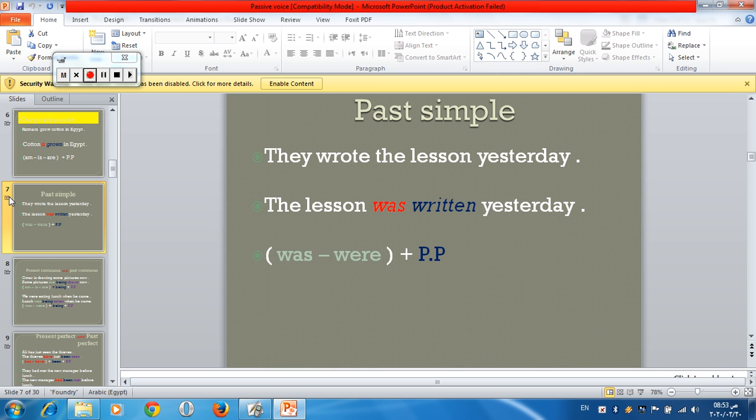So this is the past simple tense. They wrote the lesson yesterday. I started with the lesson. Then I chose was because it's singular and past simple. After that, written, the past participle of the main verb, and yesterday.